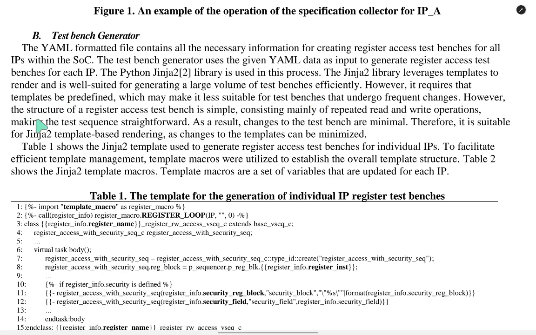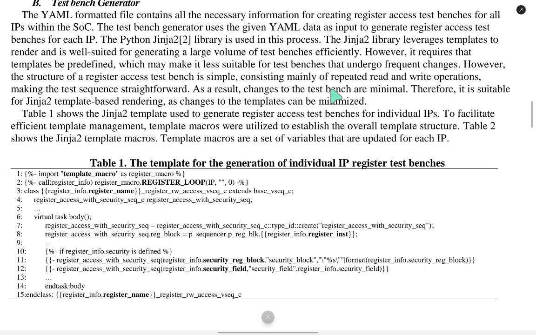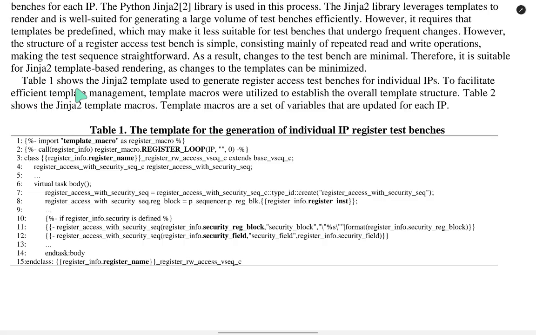However, the structure of the register access test bench is simple, consisting mainly of repeated read and write operations, making the test sequence straightforward. As a result, changes to the test benches are minimal. Therefore, it's suitable for Jinja2 template-based rendering, as changes to a template can be minimized. Table 1 shows a Jinja2 template used to generate register access test benches for individual IPs. To facilitate efficient template management, template macros were utilized to establish the overall template structure.